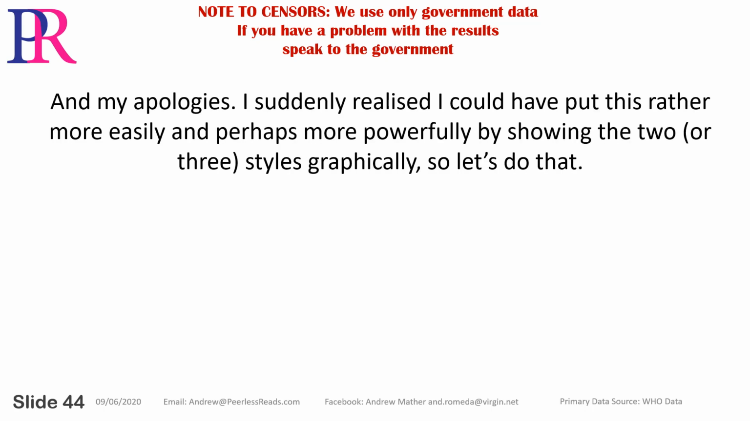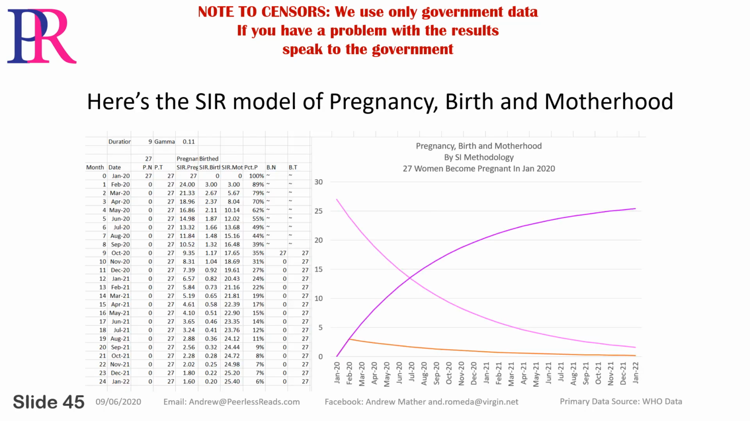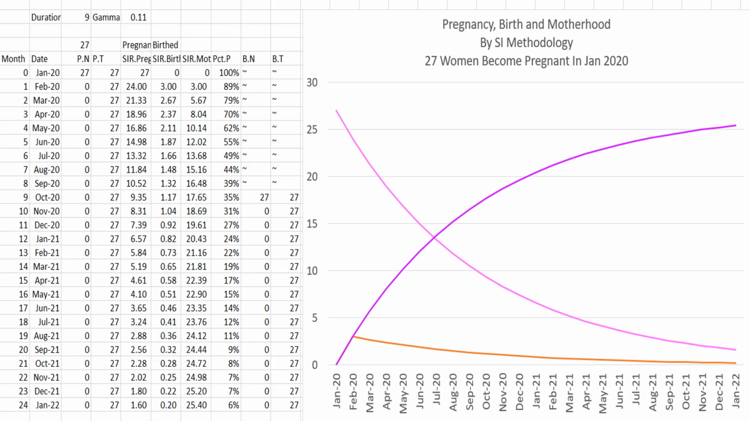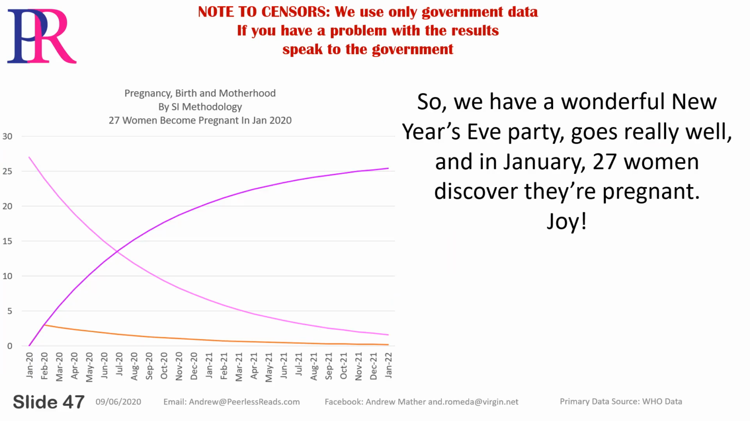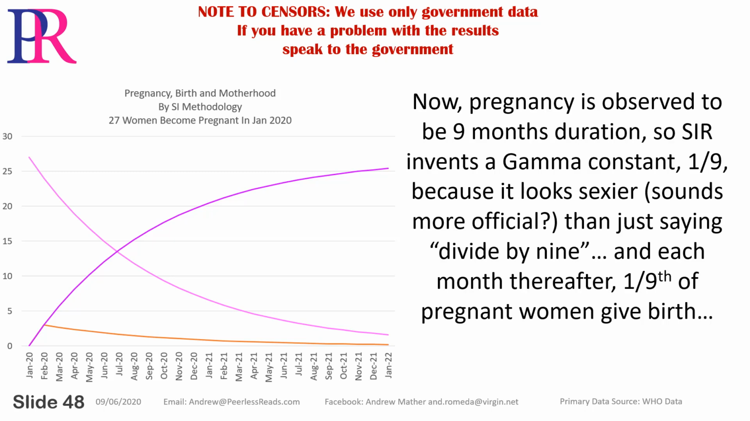And my apologies, I suddenly realized I could have put this rather more easily and perhaps more powerfully by showing the 2 or 3 styles graphically. So let's do that. Here's the SEIR model of pregnancy, birth, and motherhood. So we have a wonderful New Year's Eve party, goes really well, and in January 27 women discover they're pregnant. Joy! Now pregnancy is observed to be 9 months duration, so SEIR invents a gamma constant 1/9 because it looks sexier or sounds more official than just saying divide by 9.